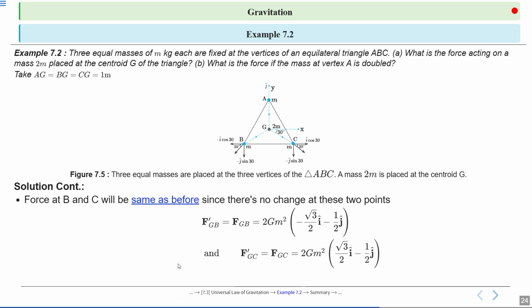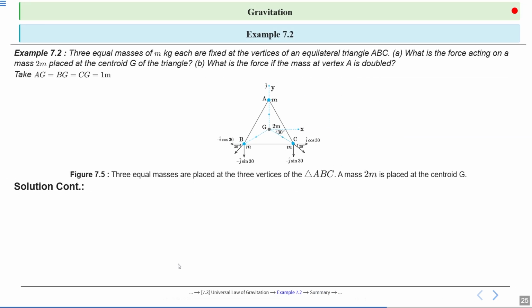Similarly, the force at point C, F prime GC, remains unchanged and it is equal to FGC. So this equation, 2Gm square into root 3 by 2 i cap minus 1 by 2 j cap, represents the force components. Point out the symmetry in the i component, which is positive and indicates direction. Alright.